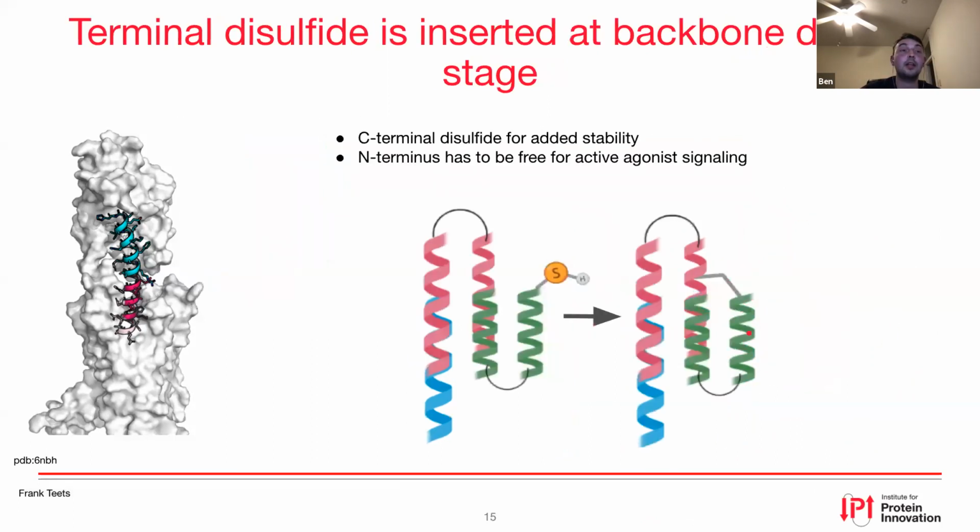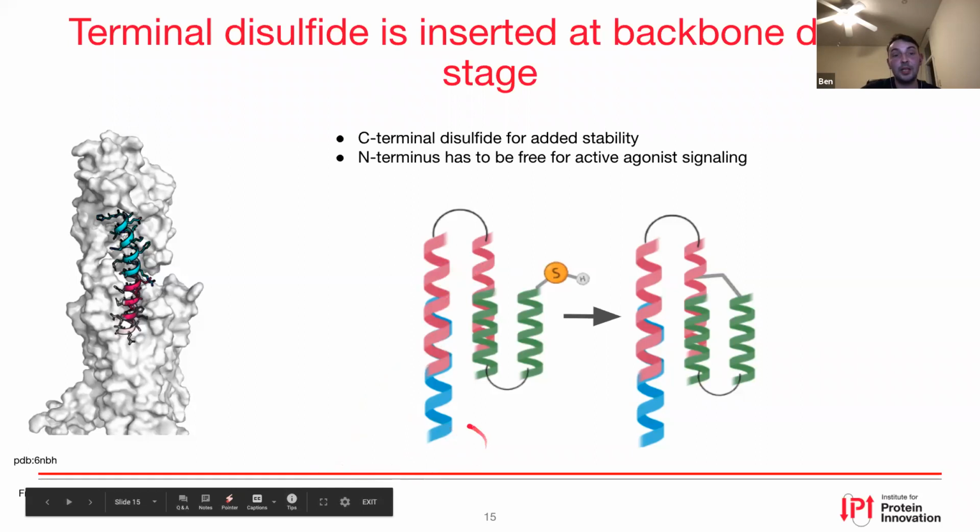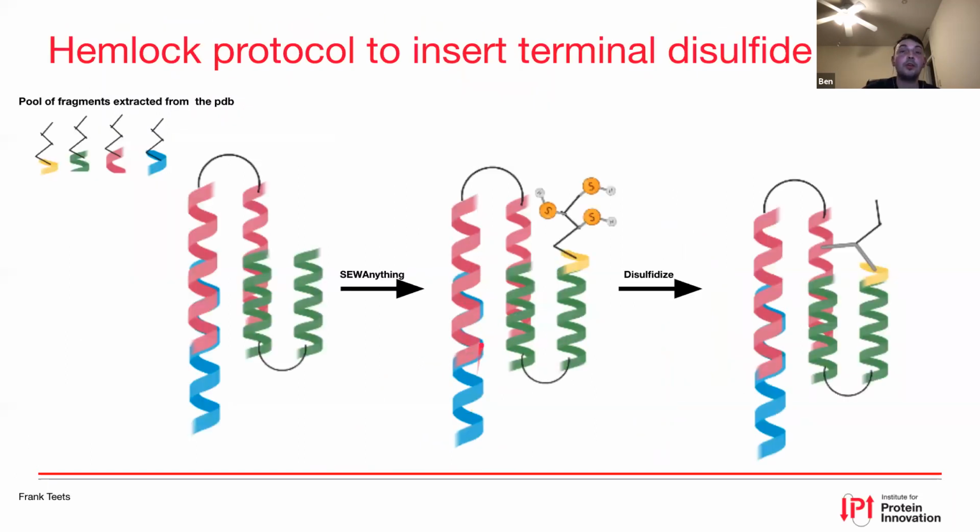And in our next stage, we want to engineer a C-terminal disulfide to increase the stability of this scaffold. Also in this case, we want to keep a free N-terminus because it's a signal, so we don't want to engineer any N-terminal disulfides. And so the Hemlock protocol also has 3 steps. So in the first step, we use SewAnything again, where we have this pool of fragments from the PDB, but this time it's just a helix and a loop. And we again try to find loops and helices that align well with our third helix and have a long loop. And then we use the disulfide mover in Rosetta to find positions in this attached loop that can form a favorable disulfide bond with any point in our backbone to stabilize the termini.